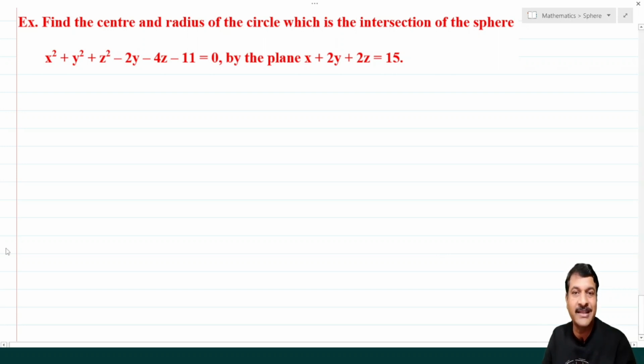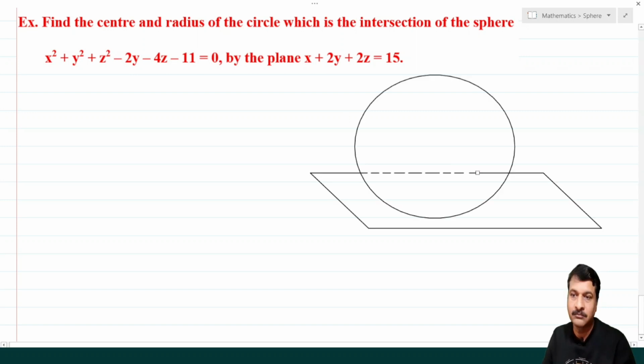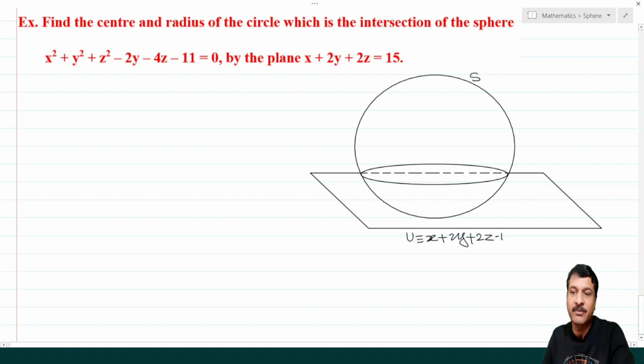Note that there will be examples on sphere and plane combination. Sphere cut by the plane or touches the plane. Draw the figure. The figure is not important, but by the figure understanding is very clear. So here is the sphere that I will denote by S, and here is the plane, which is nothing but x plus 2y plus 2z minus 15 equal to 0. And here S is the sphere.